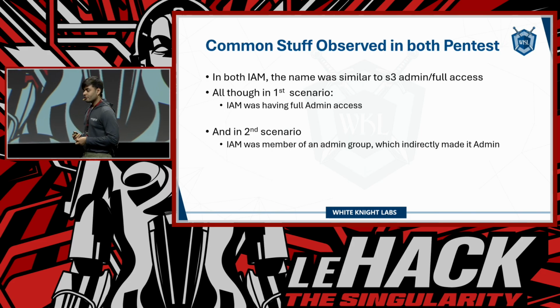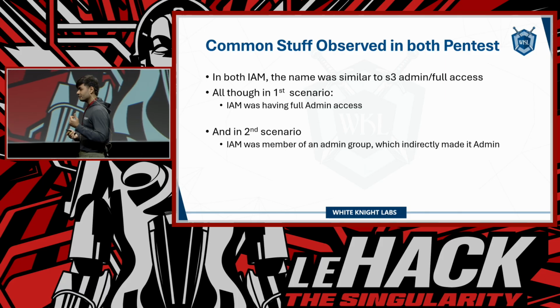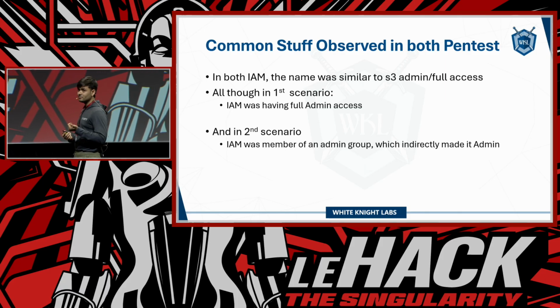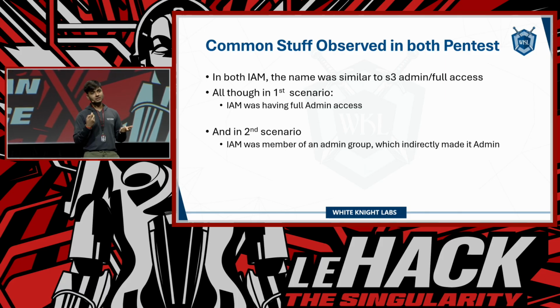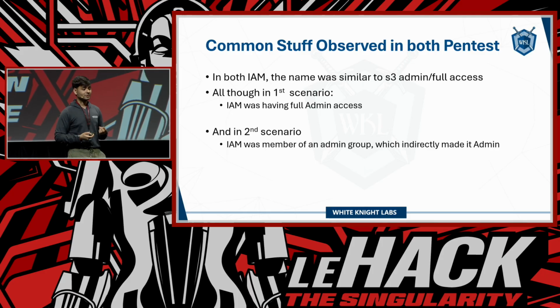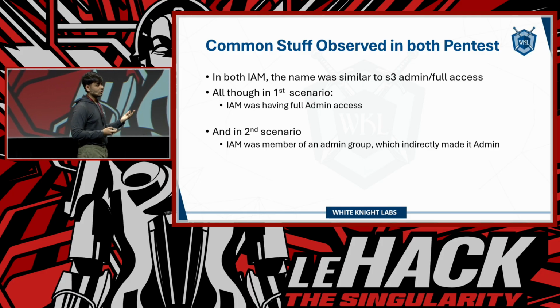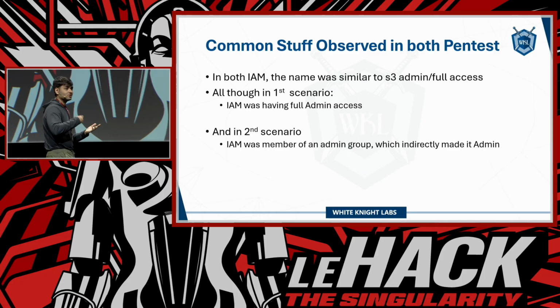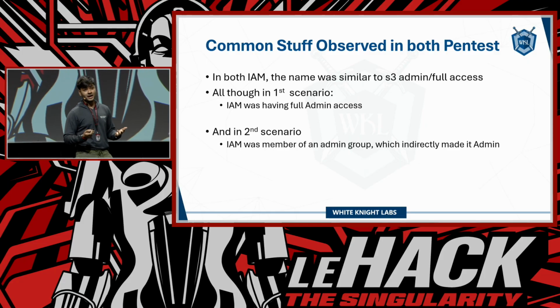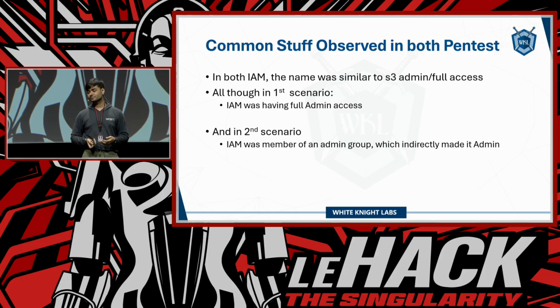So, the common stuff observed in both the pen tests: in the first, the IAM user directly had full access, but the name was just S3 admin. And in the second one, it was not directly an admin, but because it was added to a group, it became an admin indirectly.